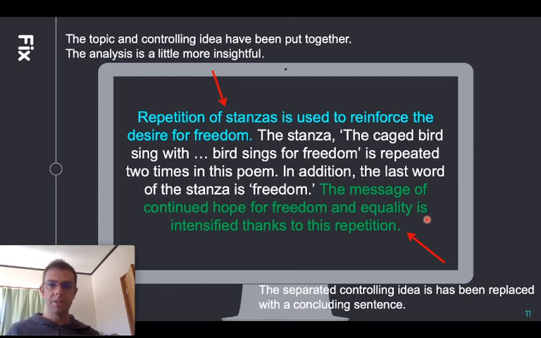All right, so that's what we're trying to do with our paragraphs, to make them focused and a lot more effective. The key thing is having really solid topic sentences.